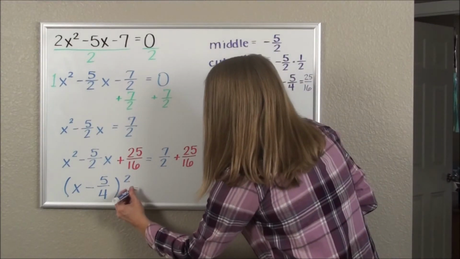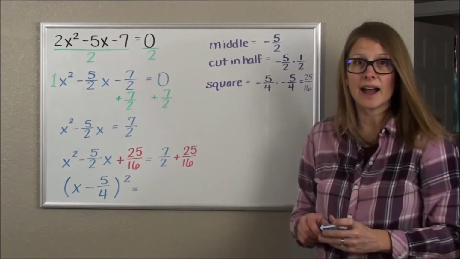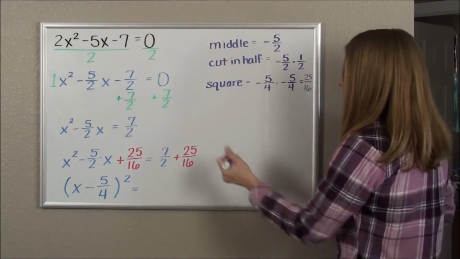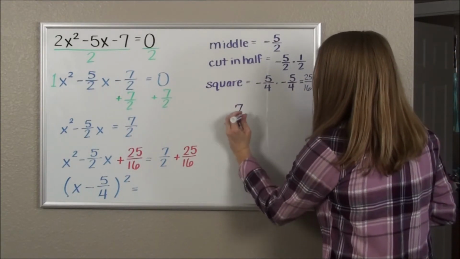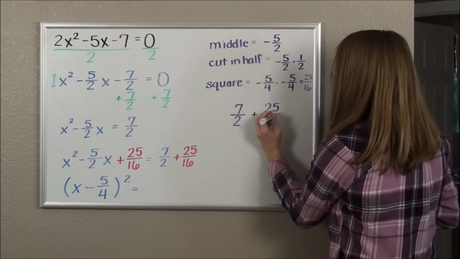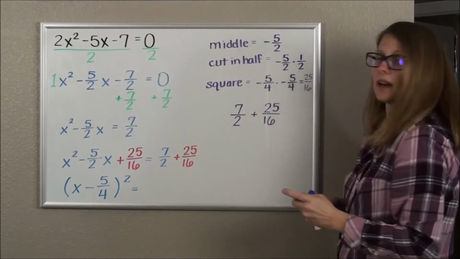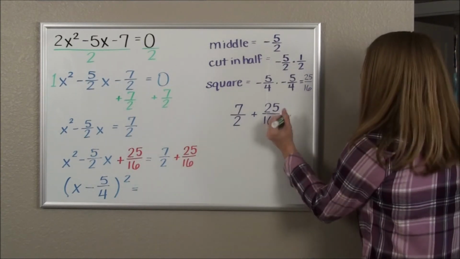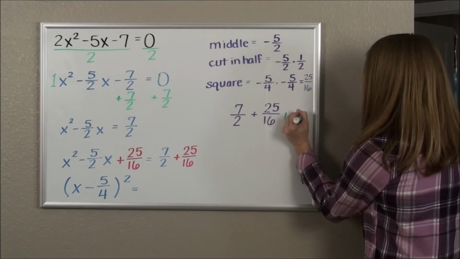Now on the right, I need to go off to the side and figure out how to add those fractions, because again, where multiplying is quick and easy straight across, addition and subtraction is a little bit more work. We do need to find a common denominator. Here that common denominator is going to be 16. So our LCD that we need is 16.